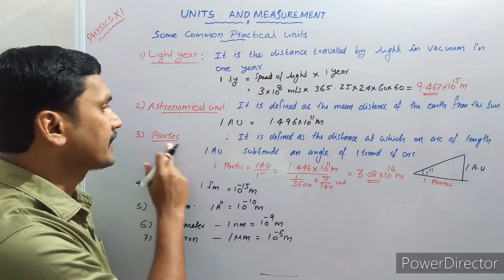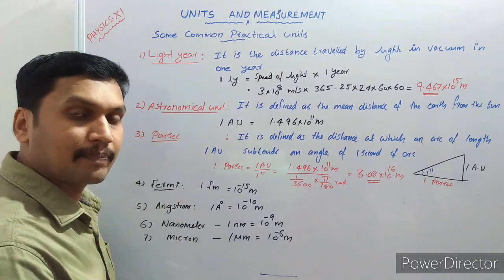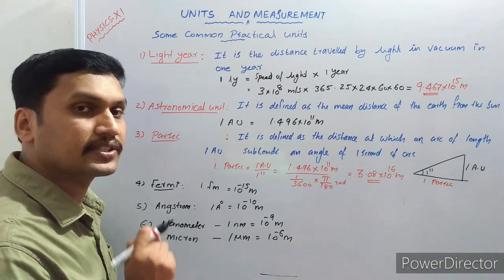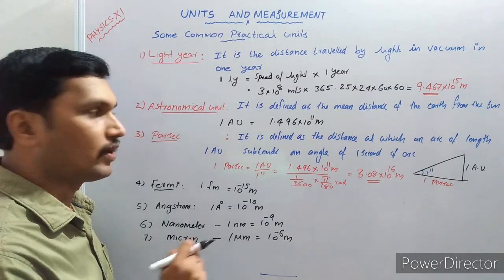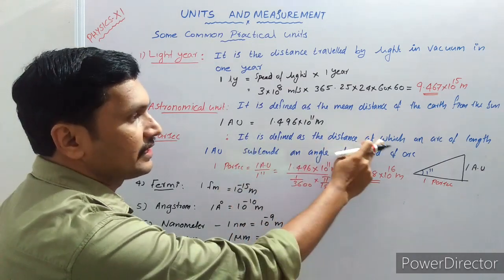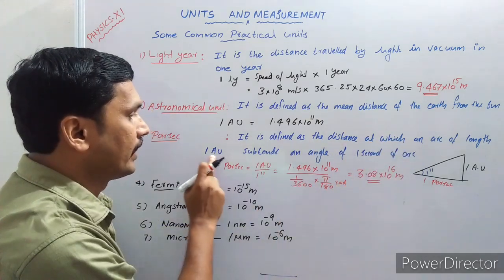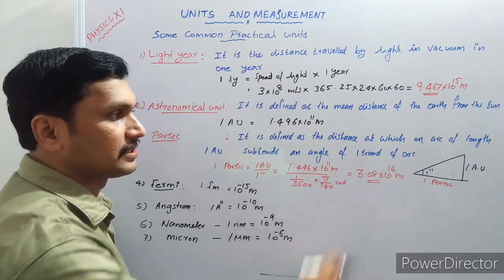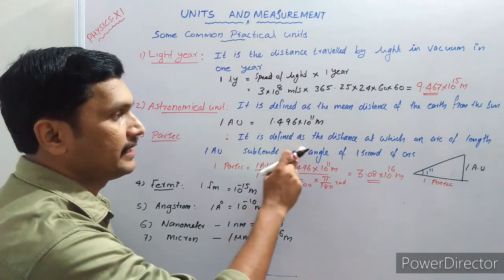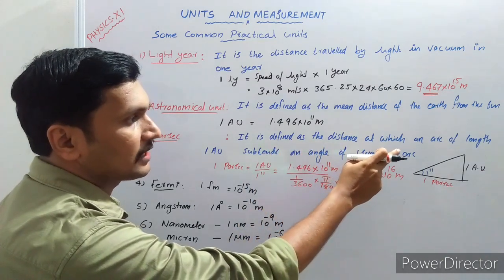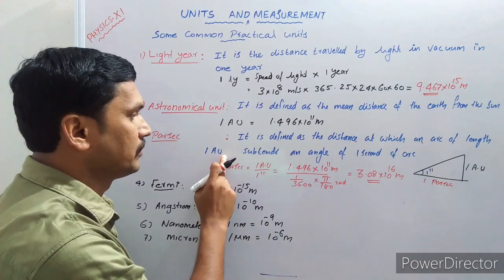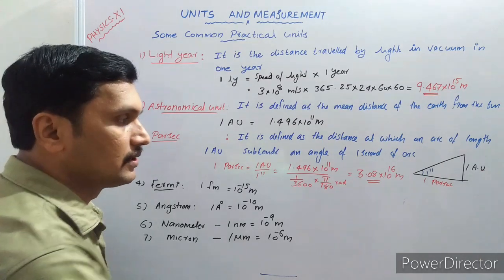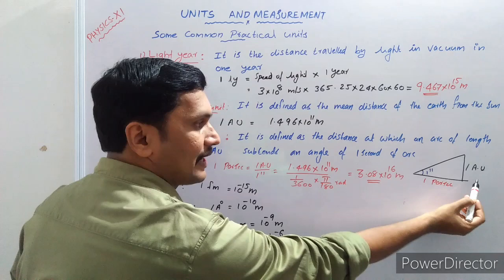Let us see another unit, the parsec, or parallactic second. It is the largest unit of length measurement. It is defined as the distance at which an arc of length 1 astronomical unit subtends an angle of 1 second of arc. Here, suppose this is an arc of 1 astronomical unit.